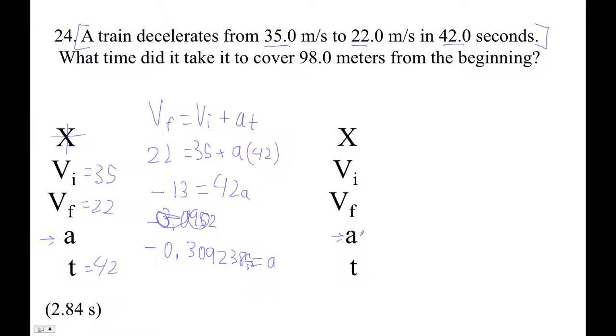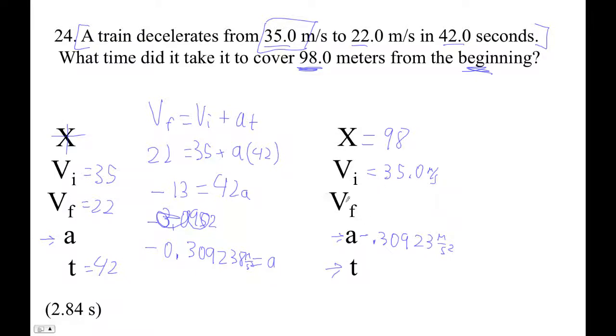The second part is here. This acceleration is negative 0.30923 meters per second squared. Then it says, in what time did it take to cover 98 meters from the beginning? So that's my displacement, 98. From the beginning means that my initial velocity was 35. And then it asks what is the time it takes.